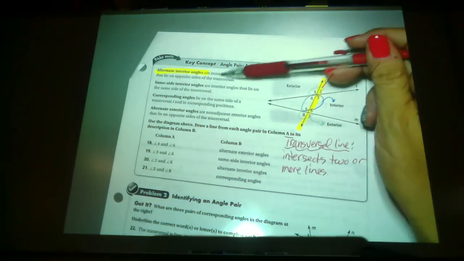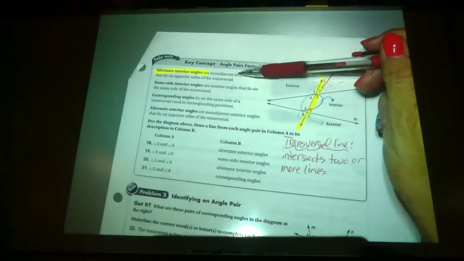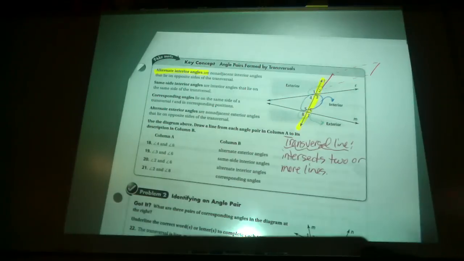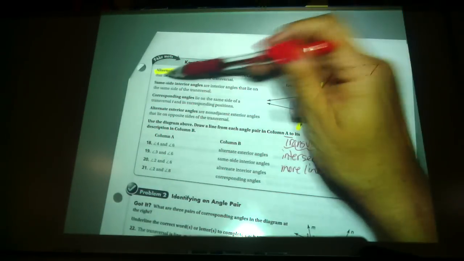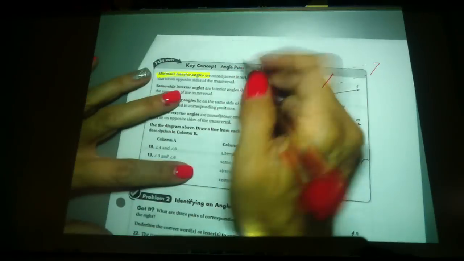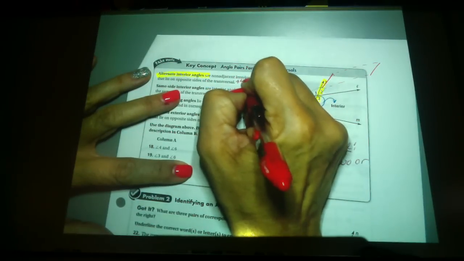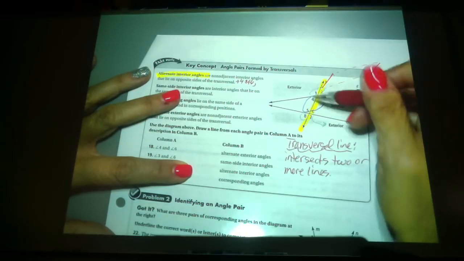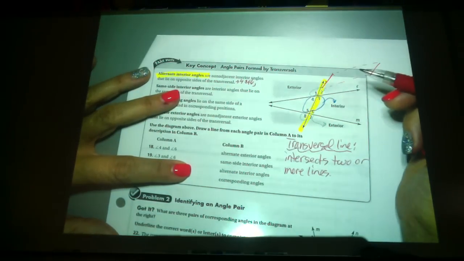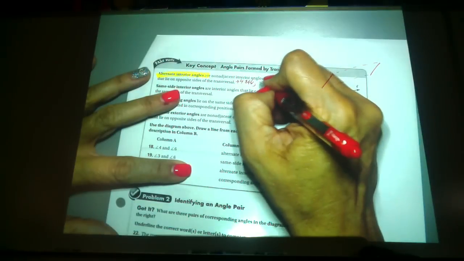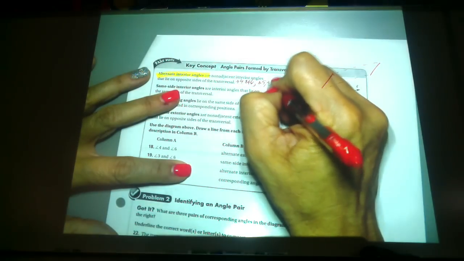So notice that the definition says non-adjacent, and that's why 4 and 3 don't count as alternate interior, because they are adjacent. They have to be non-adjacent interior angles that lie on opposite sides of the transversal. So that means that it's 4 and 6, so we're going to write that here. Let's do it again. Angle 4 and angle 6. What's the other pair? 5 and 3. So angle 5 and angle 3.